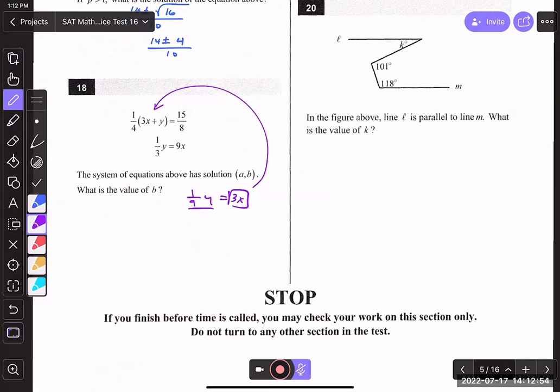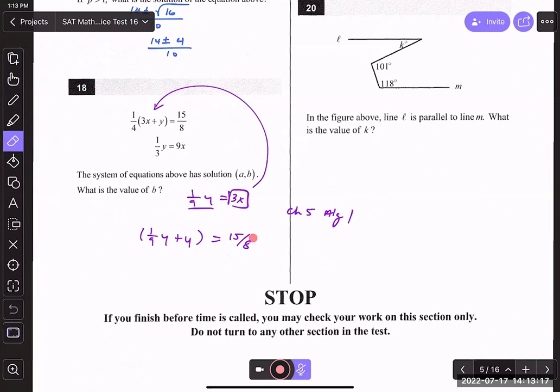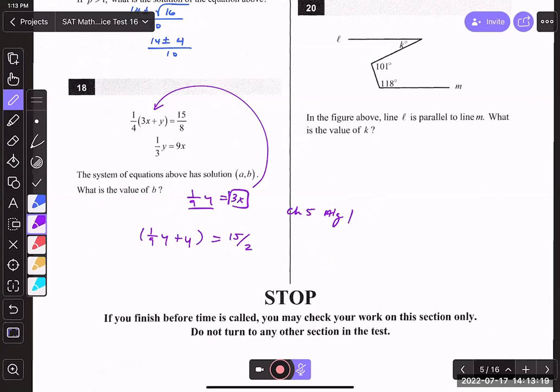This is a chapter 5 technique from algebra 1, and that's what we see here. So this becomes 1 over 4 times 1 over 9y plus y is equal to 15 over 8. Is that right? Yeah. What do we do now? You would just distribute the 1/4 to everything in the parentheses, or you could multiply both sides by 4 to get rid of the fractions.